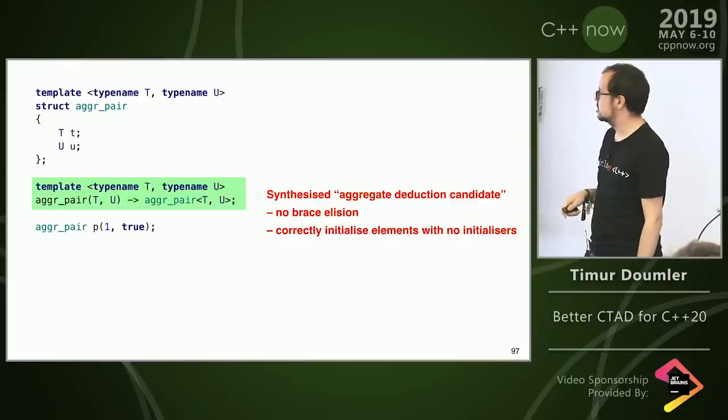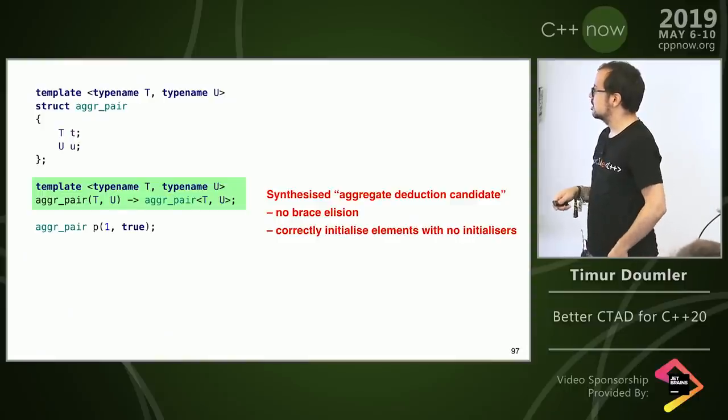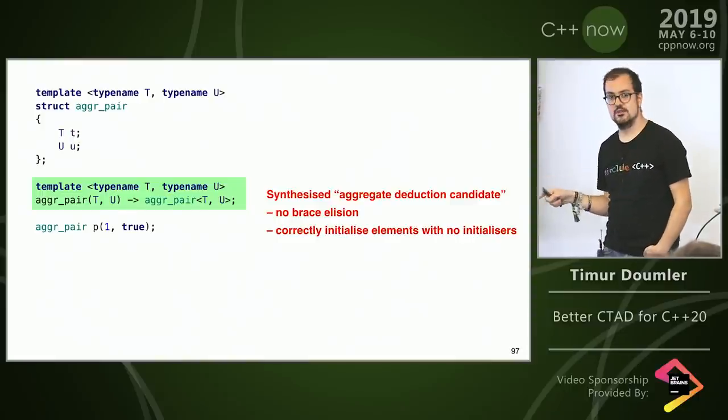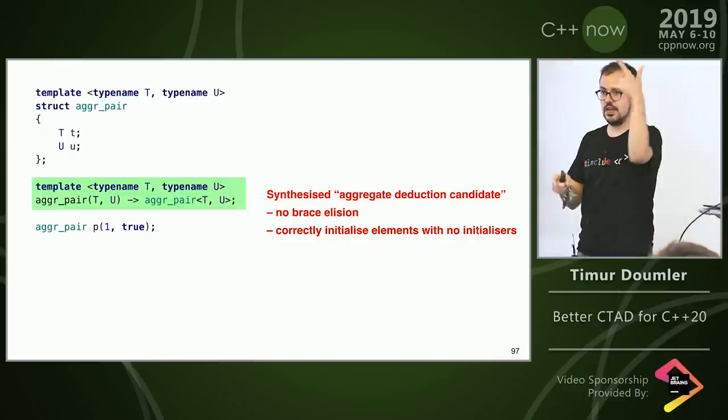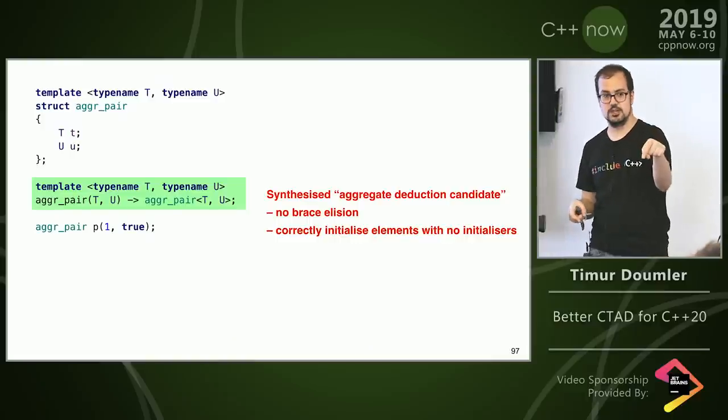And the other thing is that you have to correctly initialize the elements that don't have initializers, right? Remember, aggregate initialization, if you have three elements, you only write two initializers, the third one is going to be value initialized.